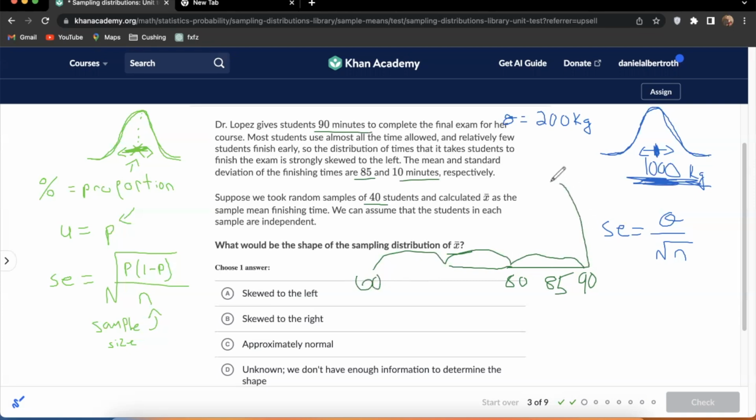The average is 85, so a huge distribution, but you might get some small amount of people that are finishing at 60. So this is the skew left that they're talking about. So what we're going to do is randomly take 40 students at a time and calculate their average. The question is, what would be the shape of the sampling distribution?